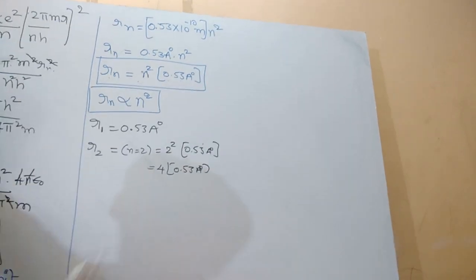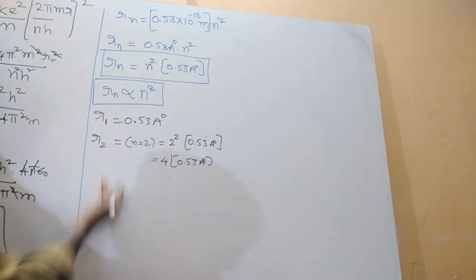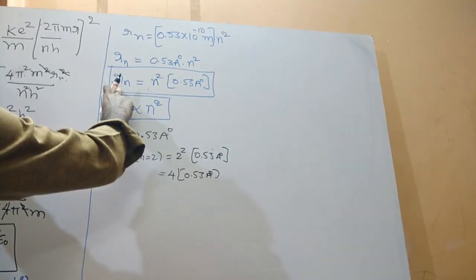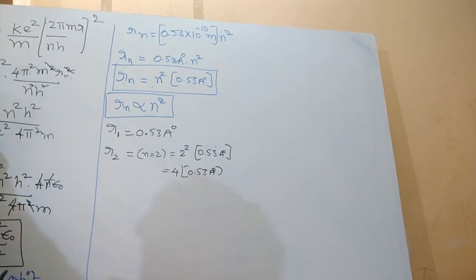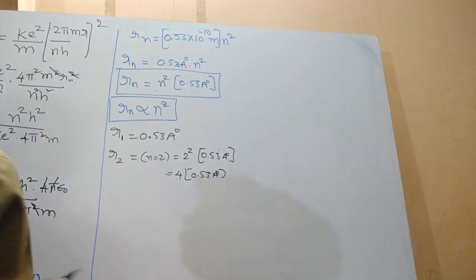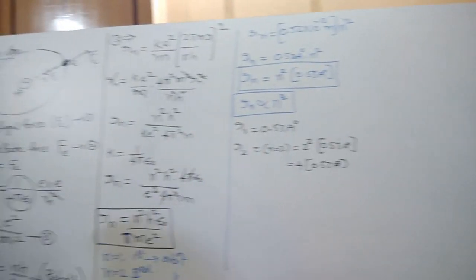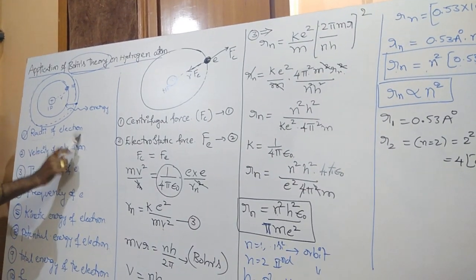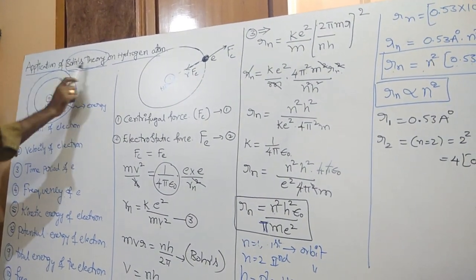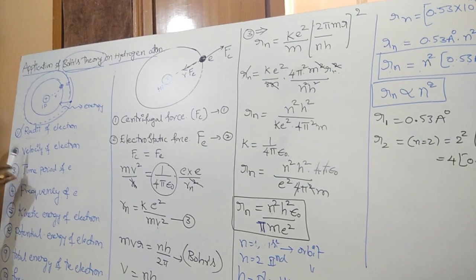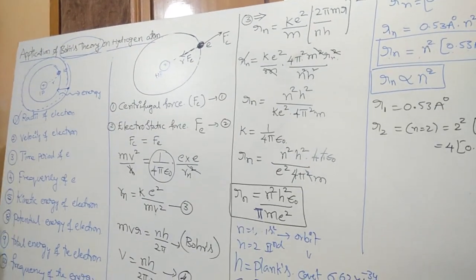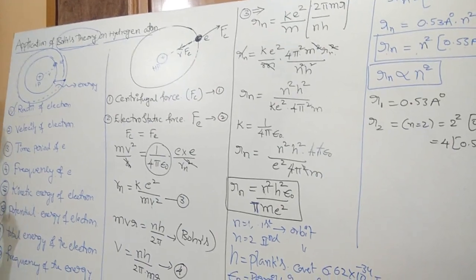You can easily multiply it with the help of your calculator. In a similar manner, we can easily find the radius of the electron in a particular orbit. So this is the first value for Bohr's atomic theory. In this one, we found the radius of the electron in the hydrogen atom with the help of Bohr's theory. The remaining values, velocity, time period, frequency, kinetic energy, we will find out in the next class. Thank you.